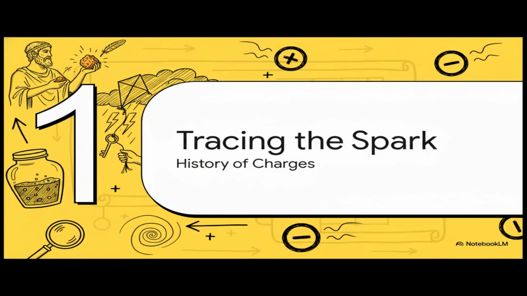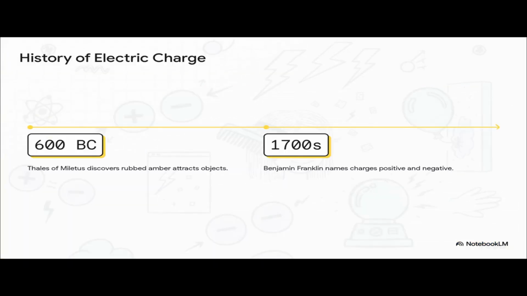All right, let's jump into Section 1, Tracing the Spark, the History of Electric Charge. Okay, let's dive into this. To really get a handle on how these built-up charges work, we've got to play historical detective for a minute. The very first documented sighting of static electricity goes way back to around 600 BC. A Greek philosopher named Thales of Miletus noticed that if he rubbed a piece of amber with some wool or a silk cloth, suddenly it started pulling in light objects. You know, pieces of straw, pith balls, or tiny bits of paper.